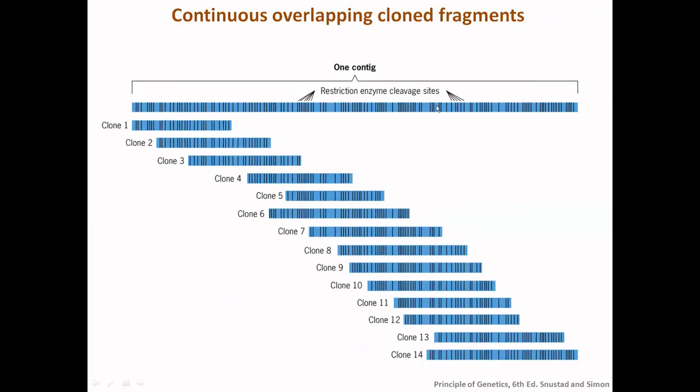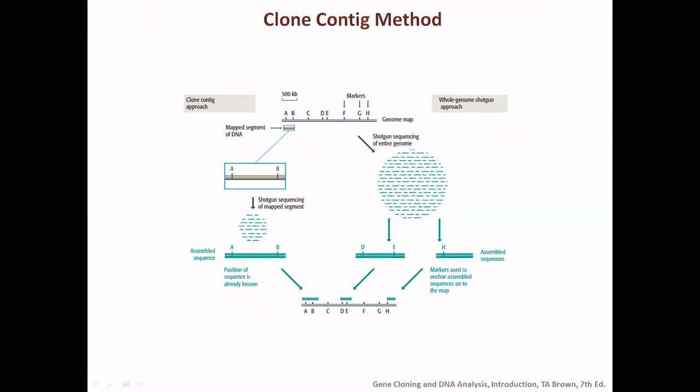So this is one Contig. Then we have prepared so many clones and each of them is overlapping. So that when we sequence them, we will align them and finally find out the sequence of the whole Contig. Similarly, we have the overlapping Contigs and we will find out the sequence of the entire area of our interest. So this is the clone Contig method.